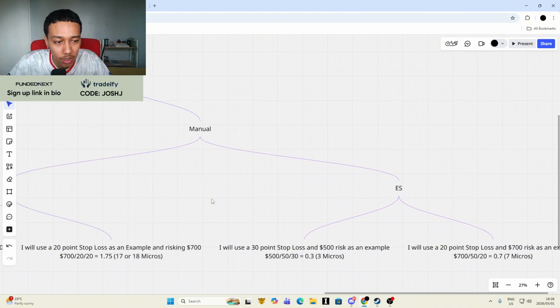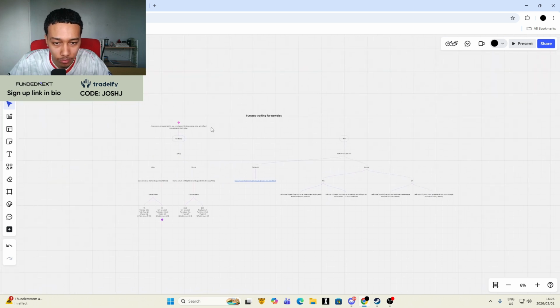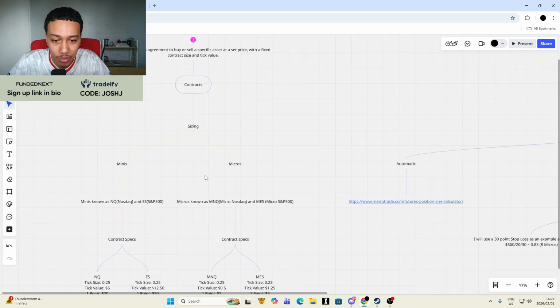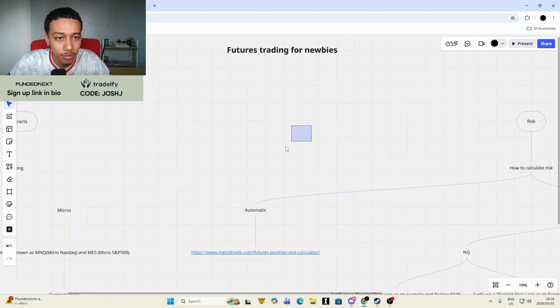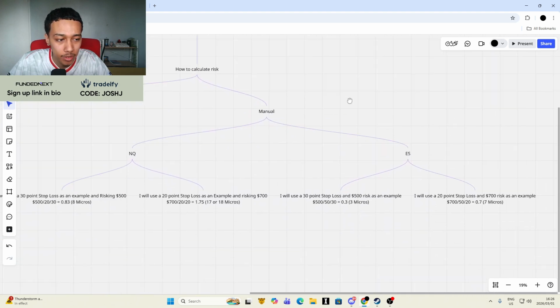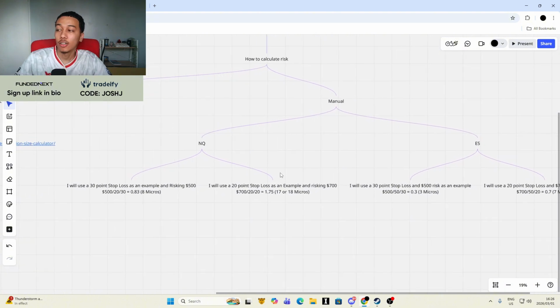Am I right? So basically, I went over what contracts are, what minis and micros are, and the difference between minis and micros. I went over the contract specs, and then now how to calculate your contracts, right? So that's all done. And I'll show you guys how to sign into TraderVate, how to activate TradingView, and then sign into TradingView, okay?